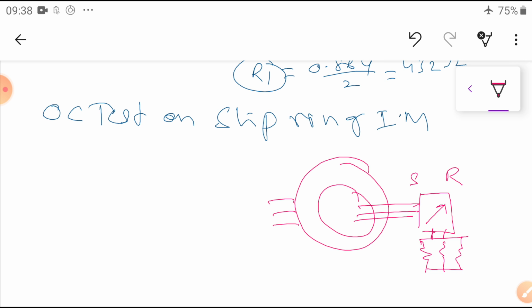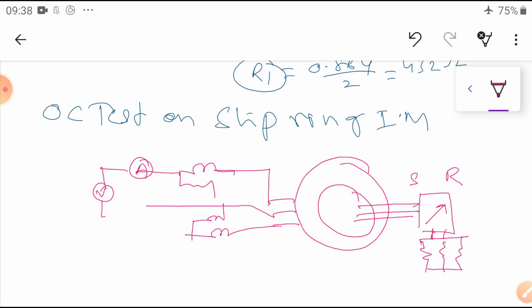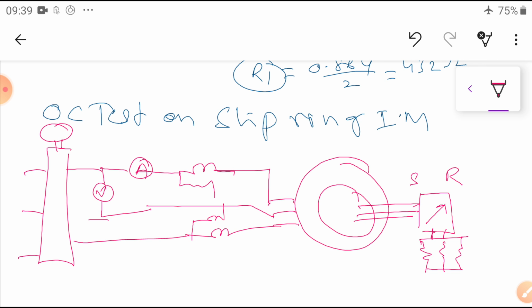So here, give a similar connection. Connect the W1 and W2 like this, connect one ammeter and one voltmeter, and connect this to the variac and to the ICTP switch. This is the method.